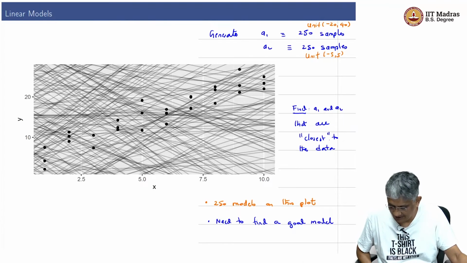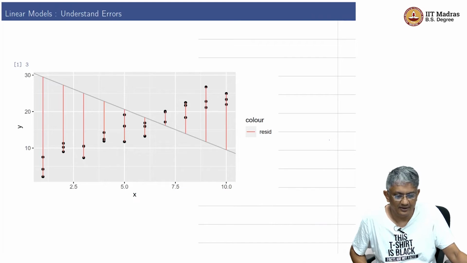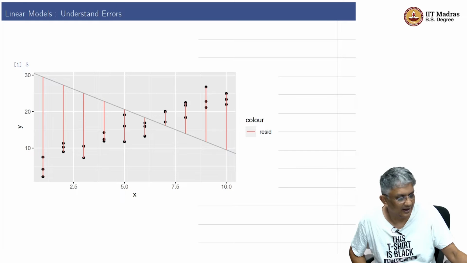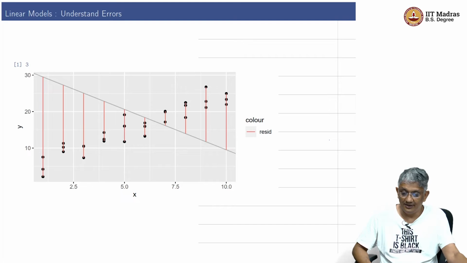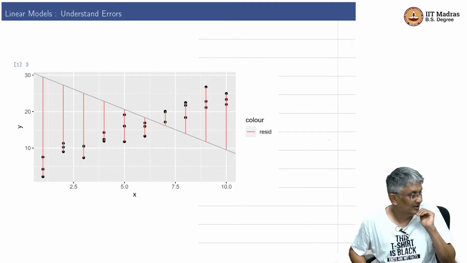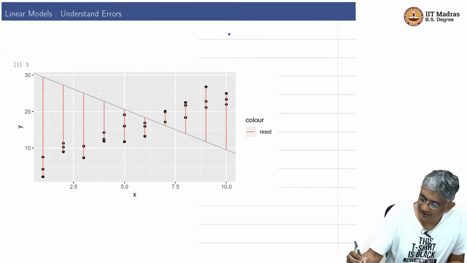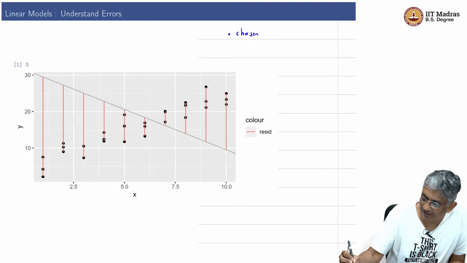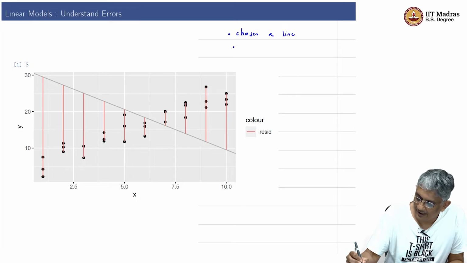So what I do next is a little trick. I just chose one line, and for this line I have computed the residuals. That is how far the data is from this line. Okay, the simple thing. I've chosen, I think, the third line, that is A1 and A2, right? I've plotted the line.